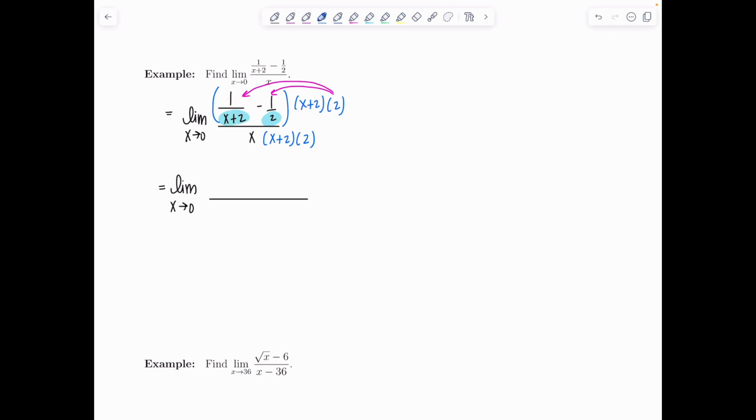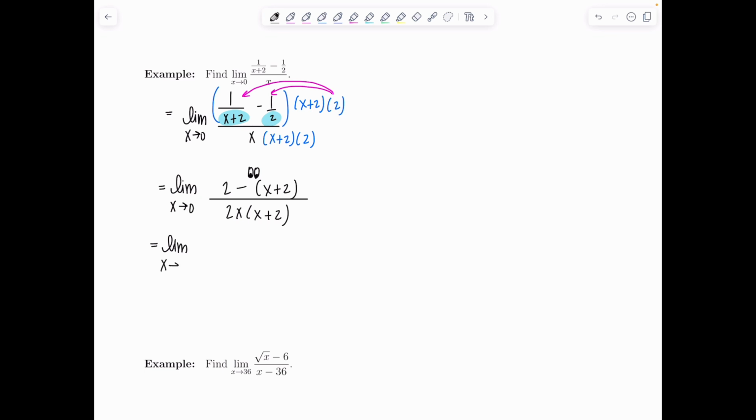So you're just going to have 2 minus, and then this 2 will cancel in the next term. So I just have x plus 2. But don't forget parentheses. Watch out. Don't forget the parentheses. Those are my watch out eyeballs. And then in the denominator, I just have x times x plus 2 times 2. I'll write that as 2x times x plus 2. It'll look better.